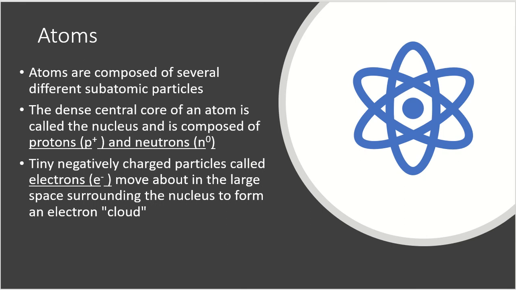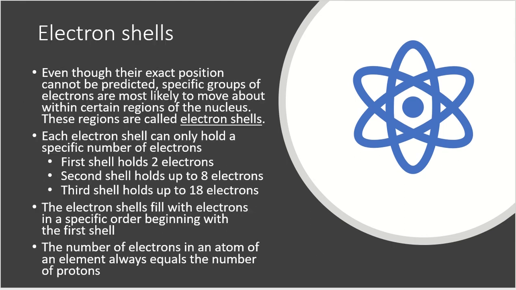And then surrounding our nucleus, made up of protons and neutrons, are these little tiny negatively charged particles called electrons. And these are going to move about that nucleus in a fairly large space, and they're going to form what's called an electron cloud. It's basically going to be swirling around that nucleus. So even though their exact position really cannot be predicted or identified, specific groups of electrons are going to be more likely to move about around certain regions of the nucleus. And these regions are going to be called electron shells.